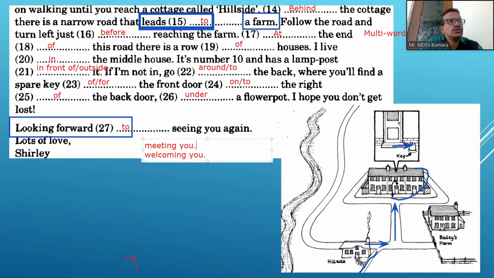Maybe in schools you have learned that after preposition for you use the ing form of the verb, and after preposition to you use the base form. That is all right, but this is not that. It's a different thing. It's a different structure. These special structures you have to learn separately.